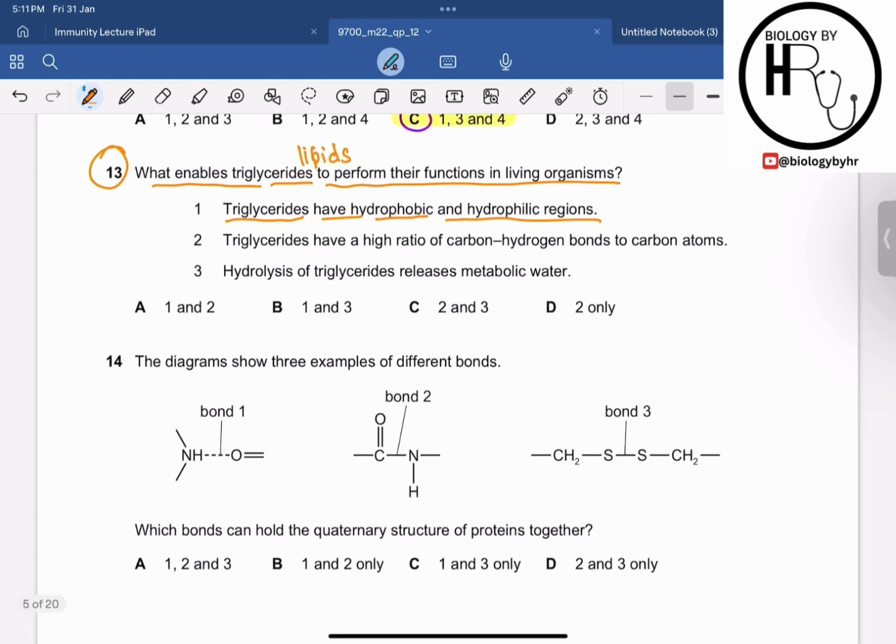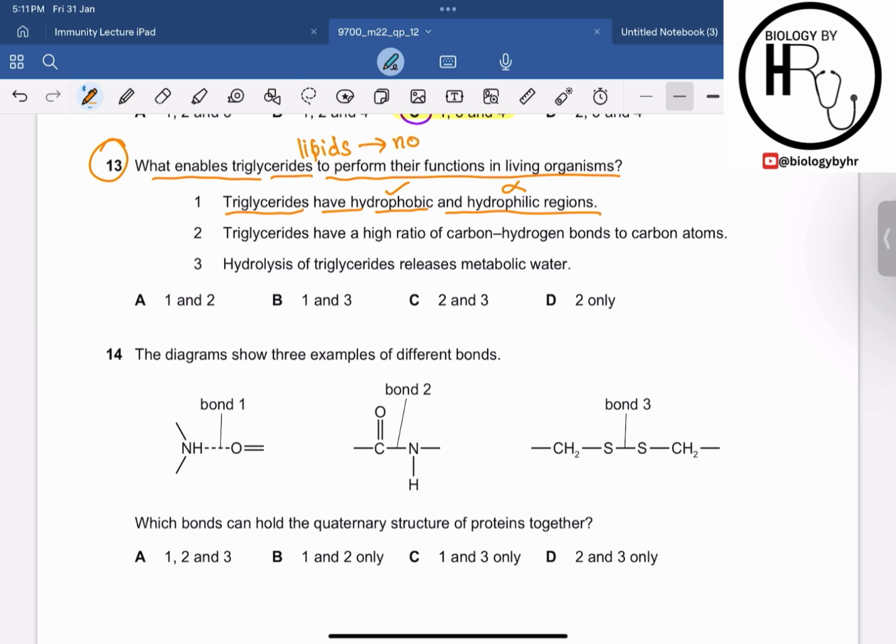No, it is not correct. It only contains the hydrophobic regions. It does not contain the hydrophilic regions. Right? How? Because lipids are majorly classified as the non-polar biological molecules. Right? So statement 1 is incorrect.